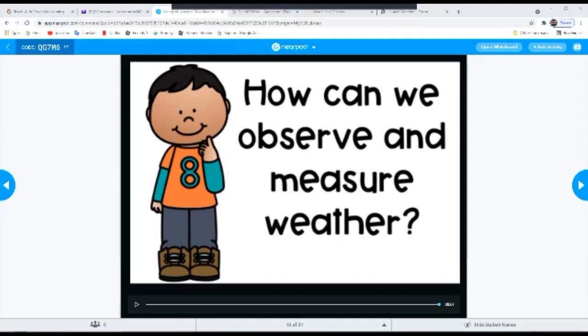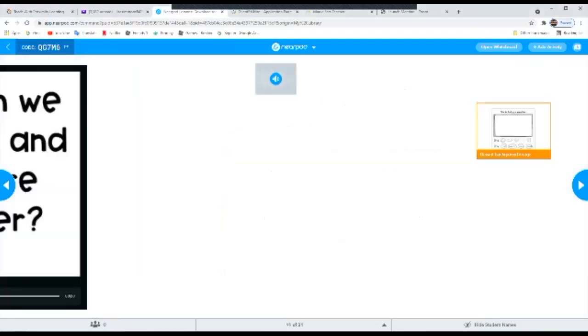How can we measure whether it's 100 degrees outside or 40 degrees outside? What do we use? Who remembers? Thinking. Okay, Thea? Yes, a thermometer. We can use a thermometer that will tell us how hot or cold it is. We can measure the weather outside, see what types of weather it is.